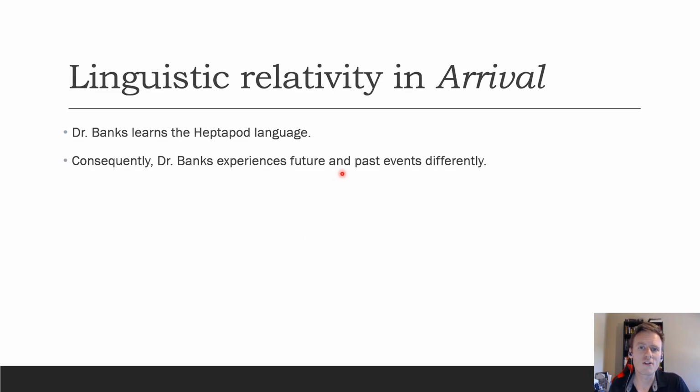And in Arrival, this seems to be happening. So Dr. Banks learns the heptapod language. There's a montage where she figures it all out. And consequently, Dr. Banks experiences future and past events differently. Her thoughts change. She has thoughts of the past and the future that she would not have had without the heptapod language. Without learning the heptapod language, she would not have the thoughts of the future and the past that she comes to have.